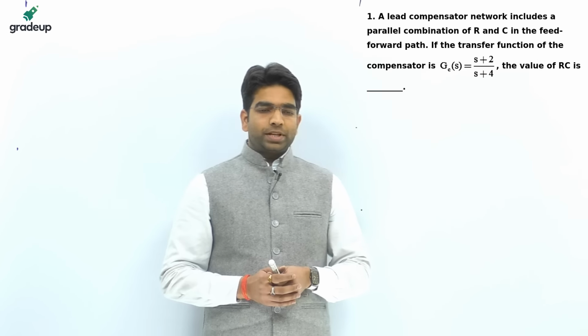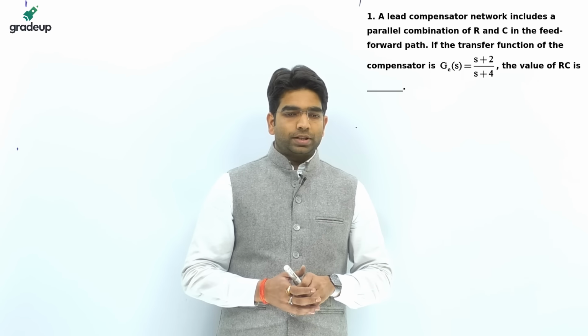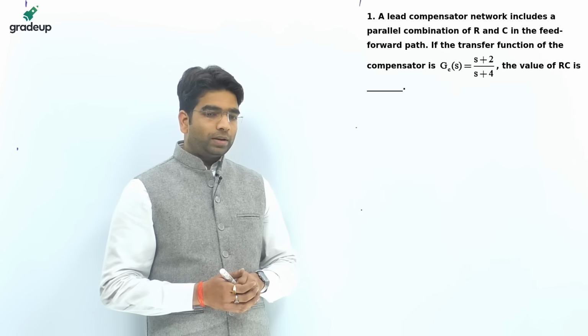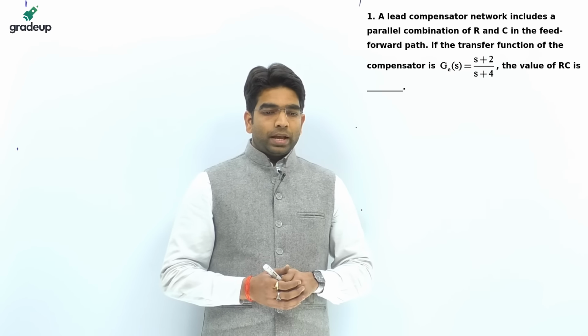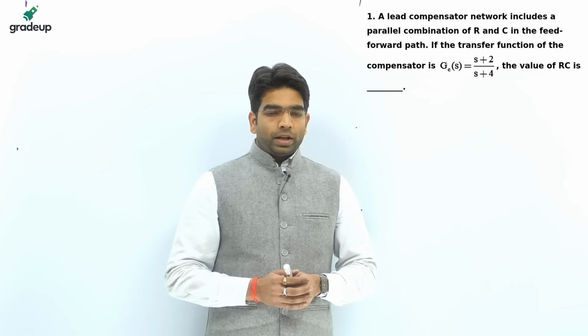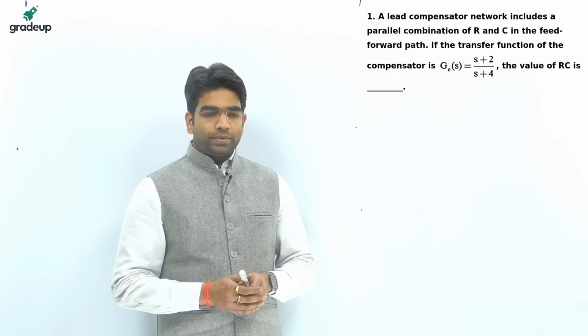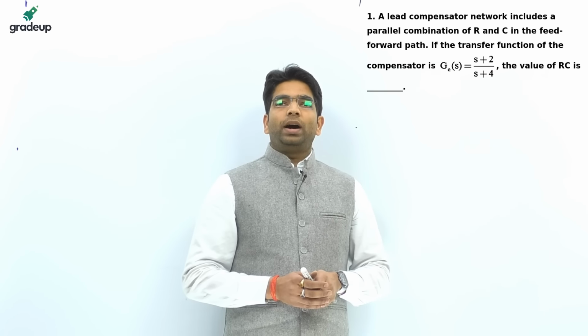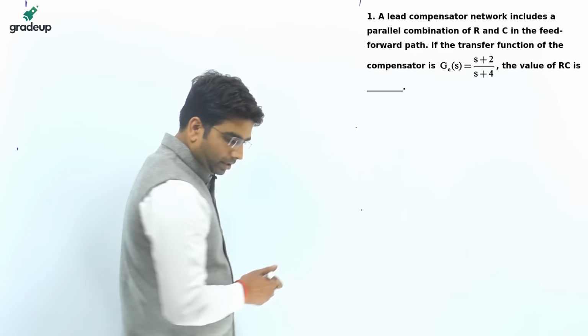The first question which is on your screen is, a lead compensator network includes a parallel combination of R and C in the feed forward path. If the transfer function of the compensator is given, then find the value of RC. RC, that is the time constant.